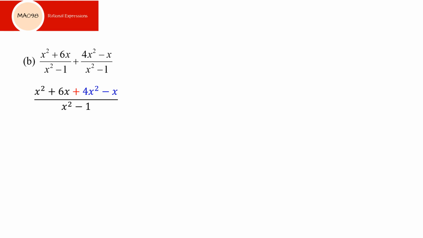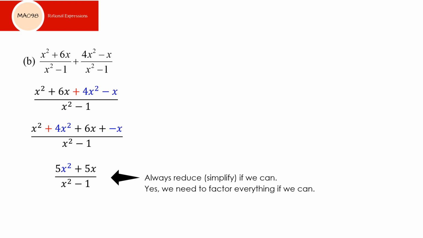On the top, we're going to collect like terms. I put them next to each other because for me, that's the easiest way to see it. But of course, you don't have to. You could go right to the answer: 5x squared plus 5x. Remember, we always have to reduce or simplify if we can. Yes, we need to factor everything if we can.